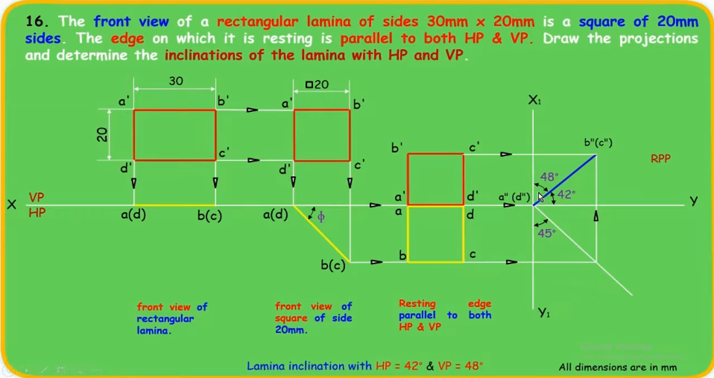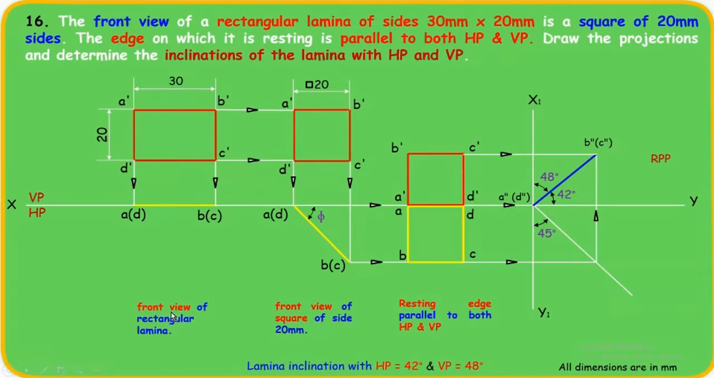When you draw the side view, so this is your vertical plane, this is your horizontal plane. You can see the angle with respect to horizontal plane is here, the angle with respect to vertical plane is here. 42 is the angle with respect to horizontal plane and 48 is the angle with respect to vertical plane. Okay, that is how you have to get it. So this is the solution of it.